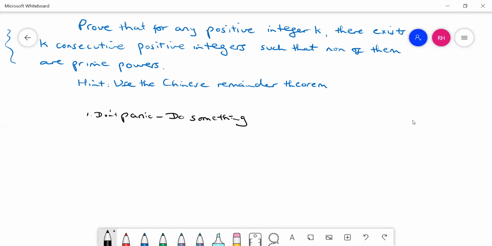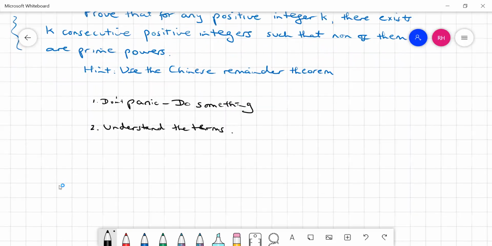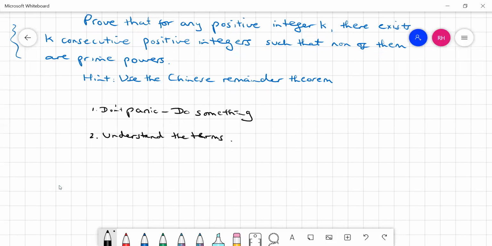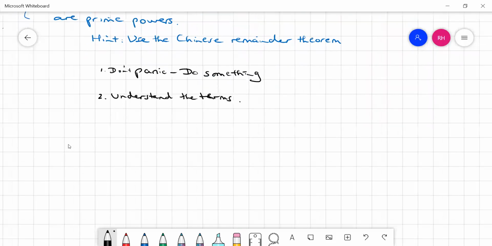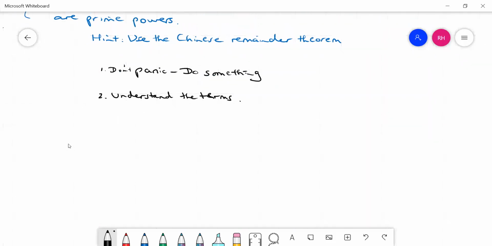Now the second thing that's a good idea is to understand the terms. Sometimes people start these problems and they don't really understand the terms properly. So let's just talk about that. This is an example of doing something. Well, the first thing, if we go back and have a look, is this idea of prime powers.